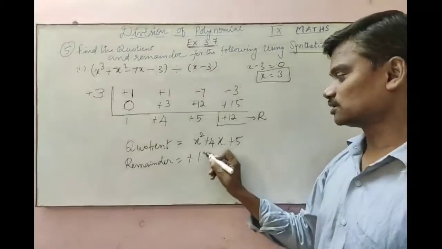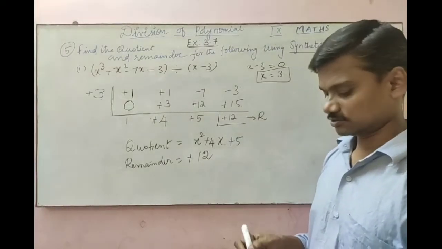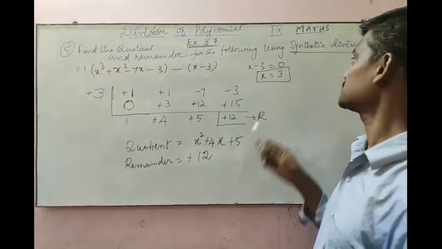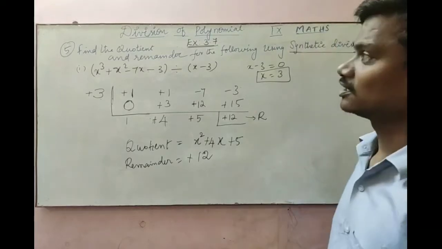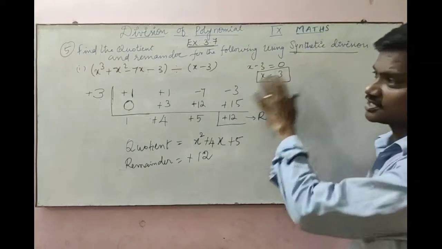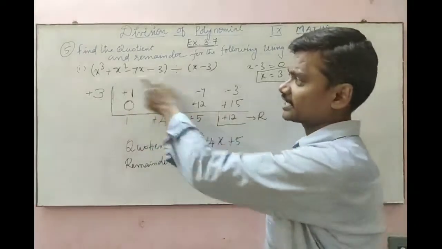So plus 12 is the remainder. Okay, this method is easy when compared to the last method. The synthetic division is the easiest method. Again, I recap the sum.